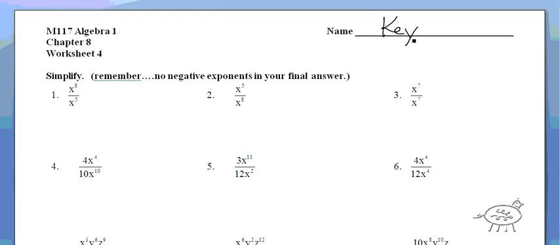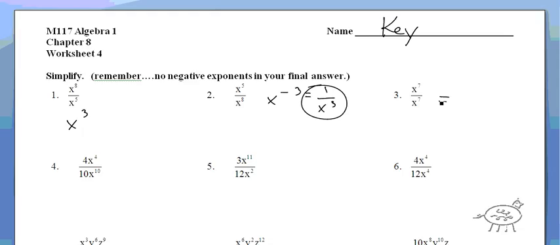Alright, some of the beginning ones are easy. Remember, it's just a battle. It's x to the 8th over x to the 5th. You can subtract or you can do battle. The north wins by 3, so the answer to this problem is x to the 3rd. Okay, this one, the south wins by 3. Or you could say 5 minus 8 is negative 3, which is just 1 over x cubed. Okay, but again, you could have said the bottom wins by 3 and you have 1 over x cubed.